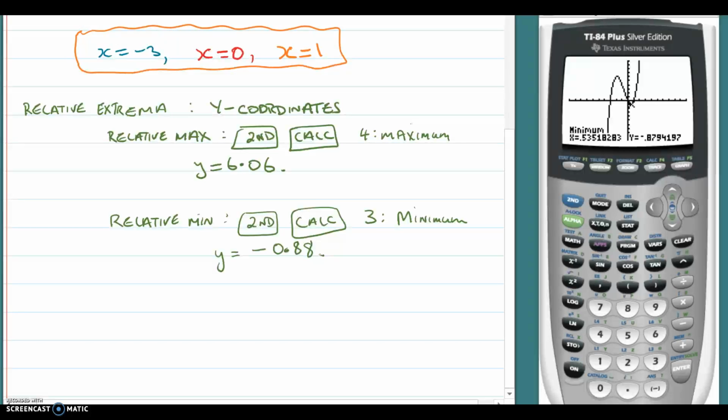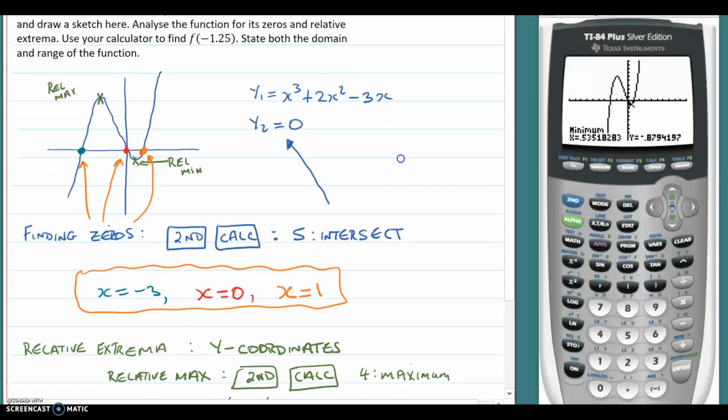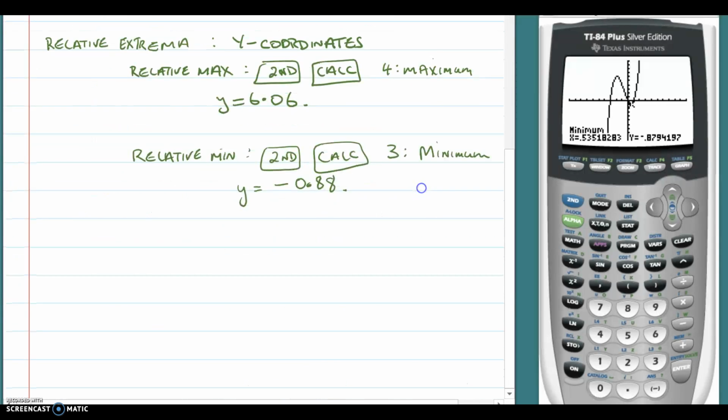Okay, so for the extrema, the maximums, you give the y coordinates. For the zeros, you give the x coordinates. Now use your calculator to find f of negative 1.25. So this is the last thing. If you want to find the function's value at a particular value of x, this is what you do.